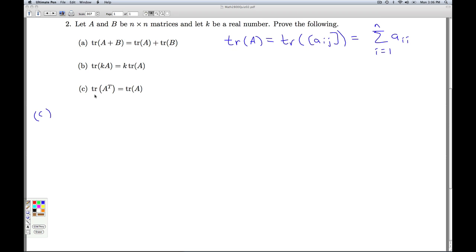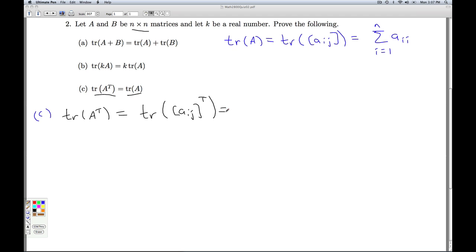For part C, we're asked to look at the trace of the transpose and show that that's the same as the trace of the original. Now remember what the transpose is: you're taking all the rows and making them the columns. So in a square n by n matrix, what's going to be the same is the diagonal. That's really what's happening here. We start off with the trace of A transpose and work out what that should be.